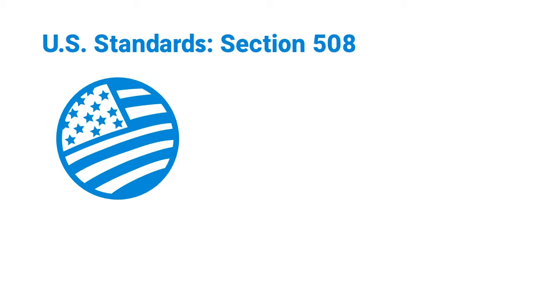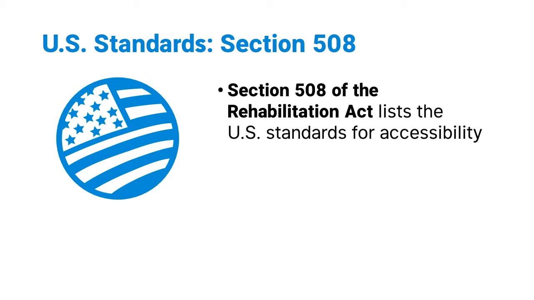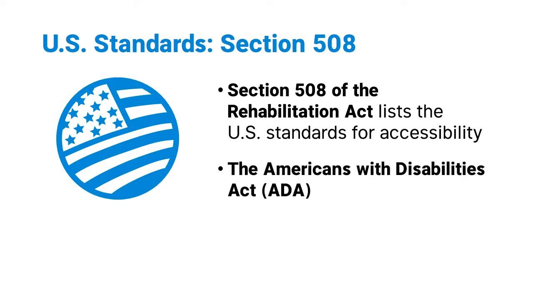Section 508 of the Rehabilitation Act is a U.S.-specific law that outlines our standards for accessibility in technology. It was enacted by the Americans with Disabilities Act, ADA. Section 508 says that all federal agencies and organizations that receive federal funds must make their electronic and information technology accessible to people with disabilities. This includes websites, electronic documents, and software.